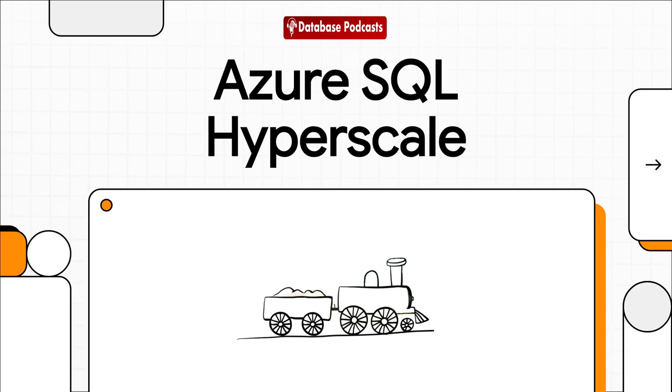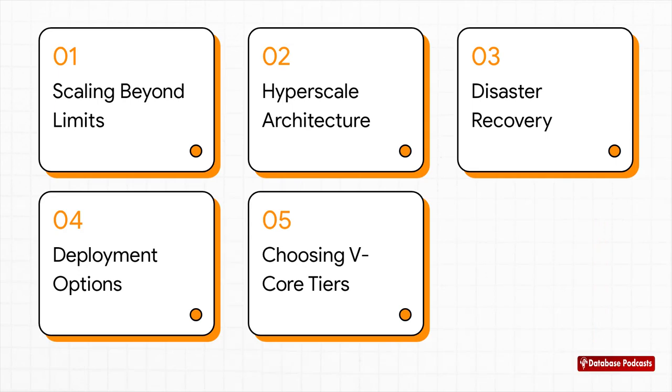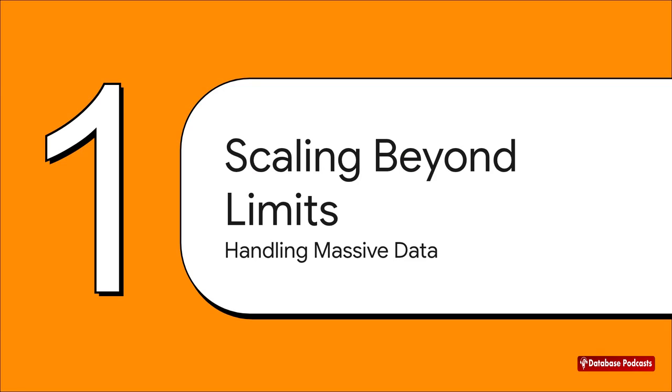All right, welcome. Today, we're going to dive into Azure's SQL database options, and we're really going to focus on how they tackle massive scale. So here's what we've got on tap. First, we'll tackle the whole challenge of scaling beyond the limits. Then, we're going to peek inside the Hyperscale architecture to see how it works. After that, we'll look at its supercharged approach to disaster recovery. And finally, we'll zoom out, check out some other deployment options, and help you figure out which vCore tier is the right fit for you. Okay, let's jump right in.